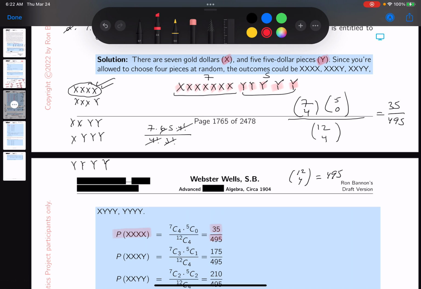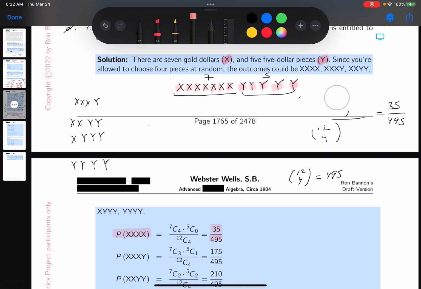I'm going to move on to the next one, but I'm going to erase this one now. We're done with this one. I'll erase this. And I got to compute the next one. Let's write that down. So what do you get there?